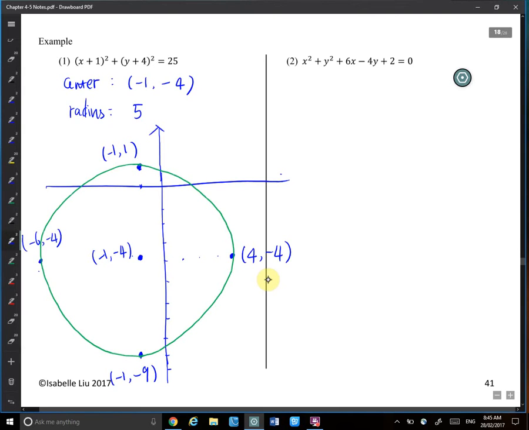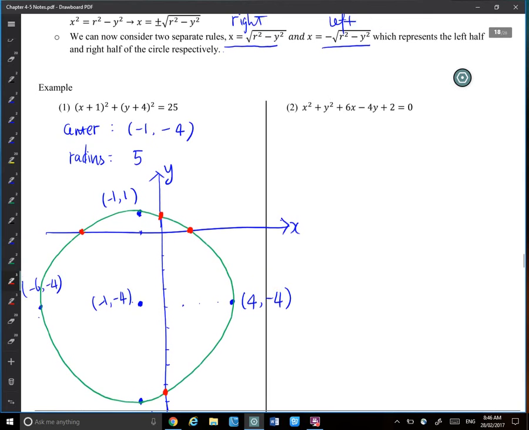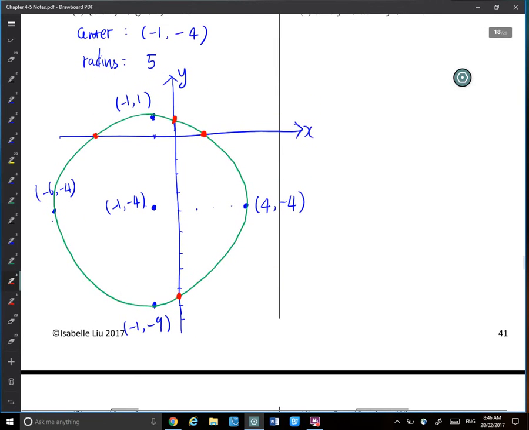What we can also see here is we have 2 x-intercepts and 2 y-intercepts. So for a circle, we also need to work out the x and y-intercepts. We need to label the center, and we need to label the 4 points: up, down, left, and right. We also need to label the x and y-intercepts if there are any. So I can find 2 x-intercepts and 2 y-intercepts, and I'm going to find those.